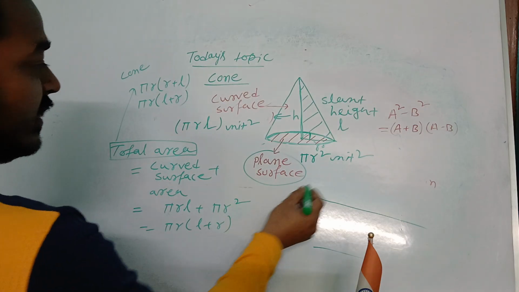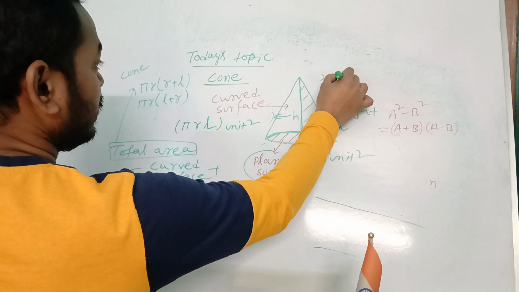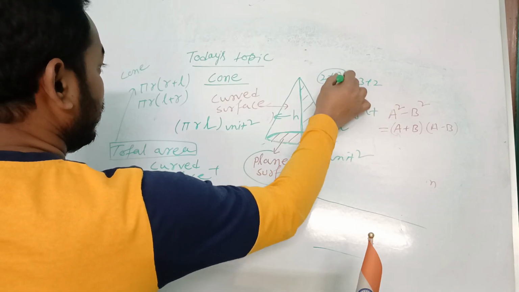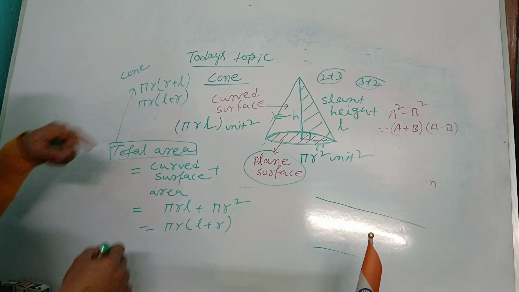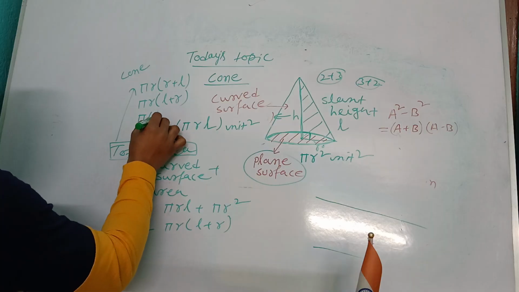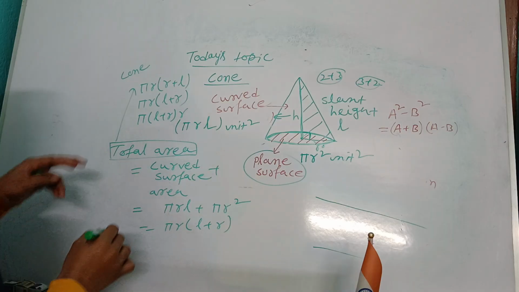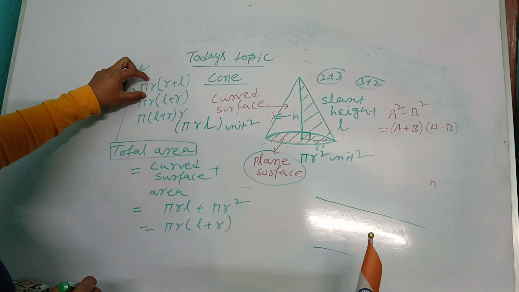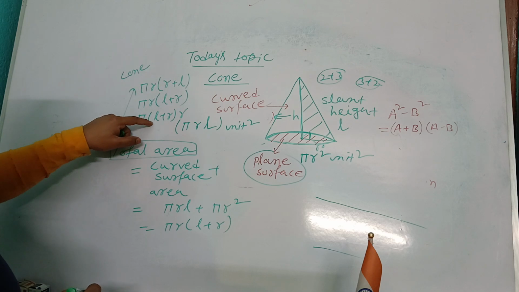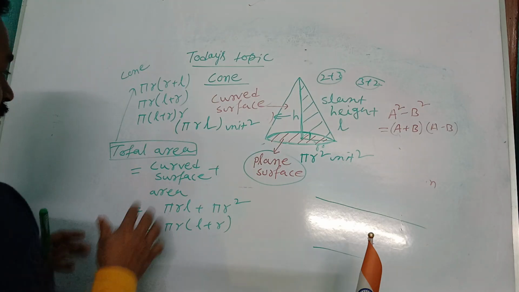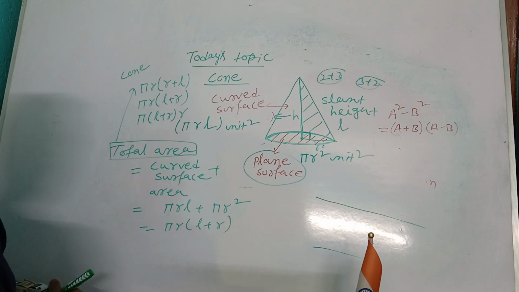Same, right? If I write 2 plus 3 and 3 plus 2, they are the same. So in some books it is written pi r into L plus r, or pi r into r plus L, or pi times L plus r times r. It is also the same. By using this formula, we can find the total surface area.